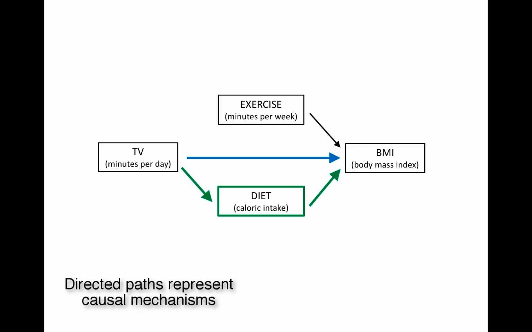We could represent a completely different hypothesis, in which TV is not a cause of exercise at all, but is a direct cause of BMI and an indirect cause of BMI via diet. At some point, we will need to discuss how we might empirically distinguish between these hypotheses, but that is for another day.